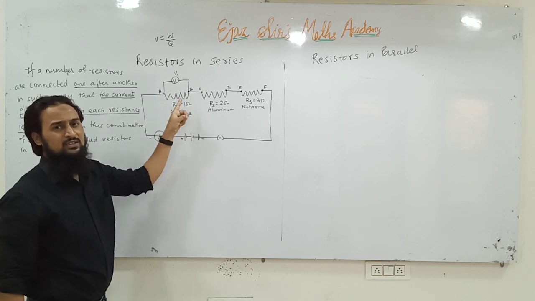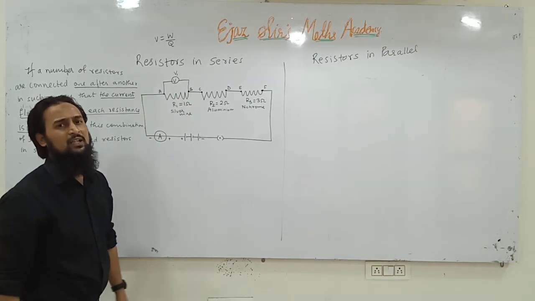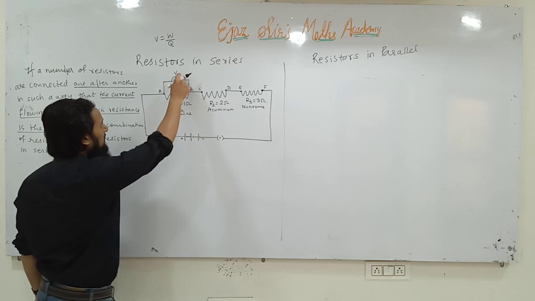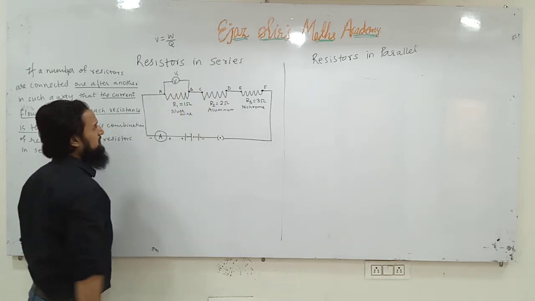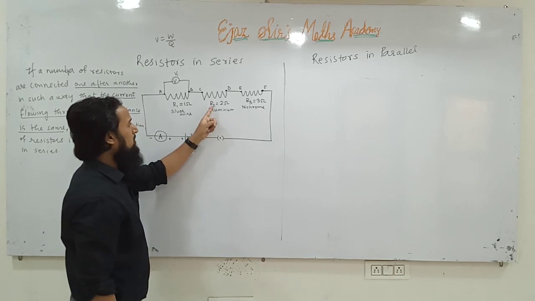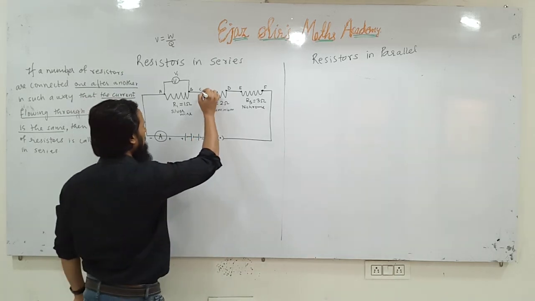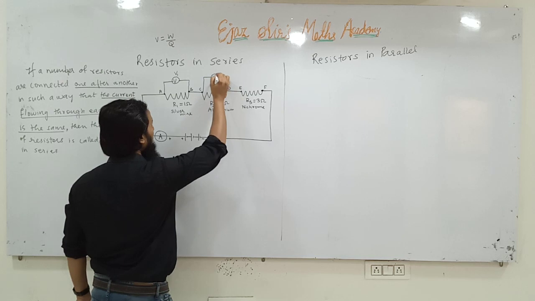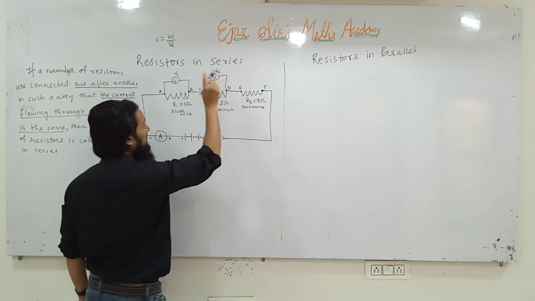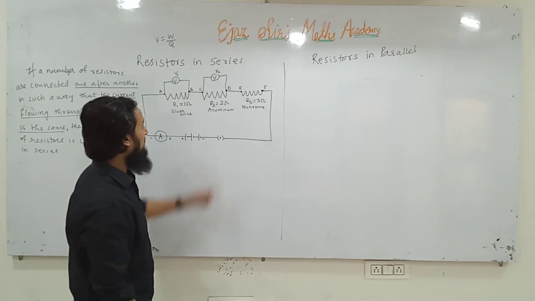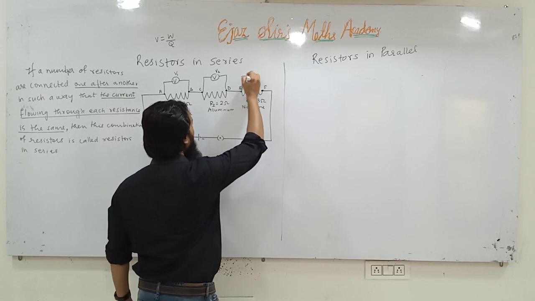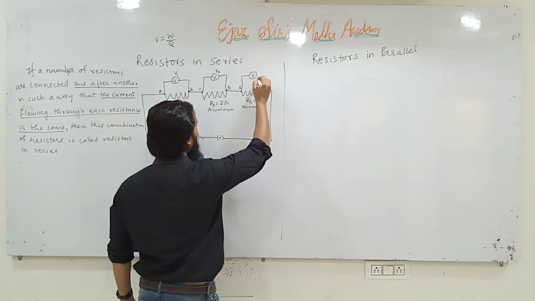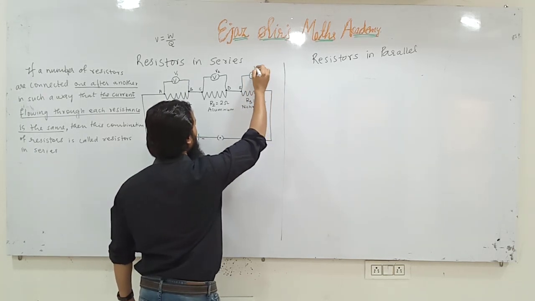The greater the resistance, the greater will be the work done by the charge. So let the voltage across R1 be V1. Let the voltage across R2 be V2. We will connect another voltmeter here, and the voltage shown by this voltmeter will be V2. The voltage shown by the third voltmeter, the potential difference across it, will be V3.